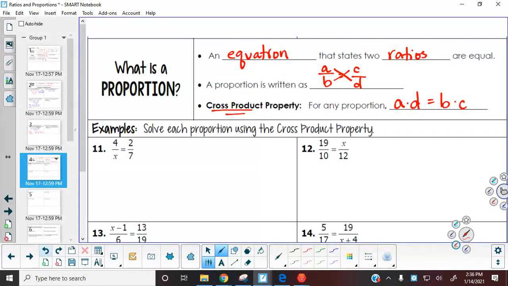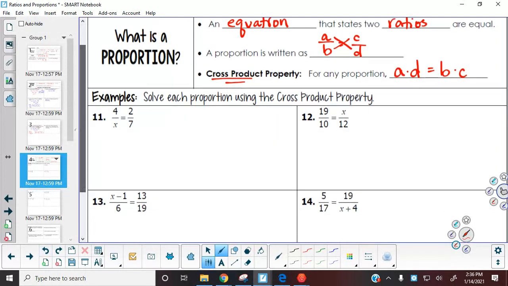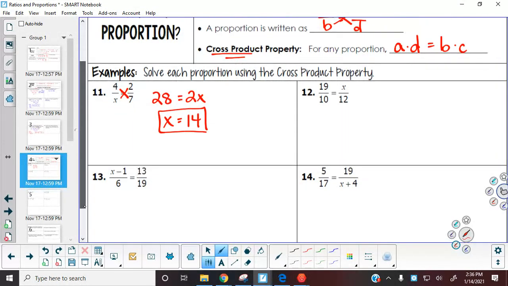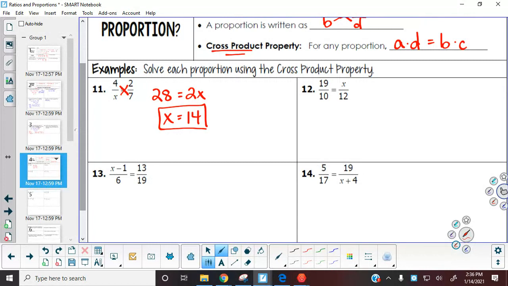And so we're going to do some examples with this. I'm sure you've seen this before in an algebra class, but just as a review, we would do 4 times 7, which is 28, and 2 times x, so 2x. So therefore, when we divide, our x equals 14. Pretty straightforward. The ones you have to be careful of is when you have an expression, so more than just x in a part of your fraction.